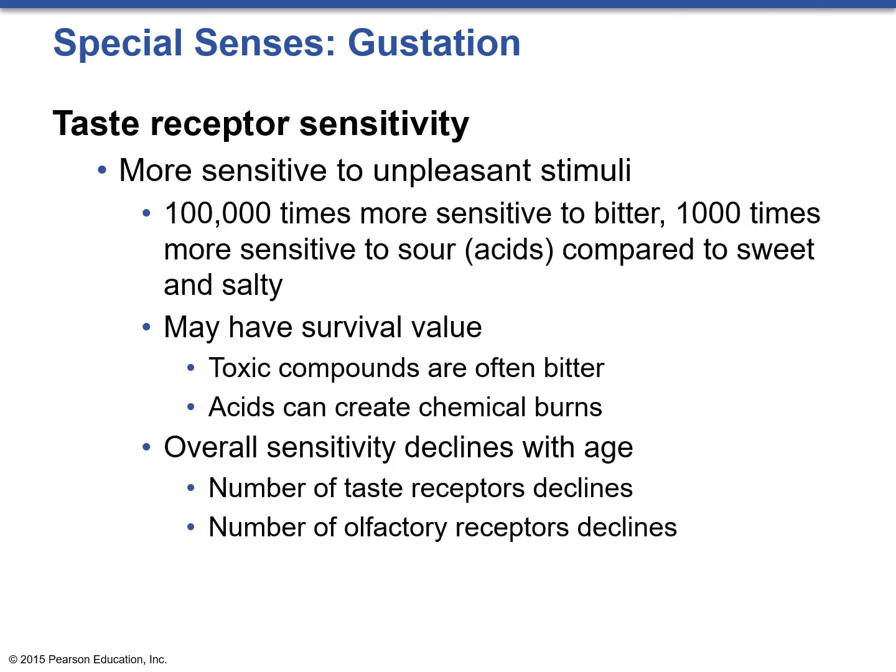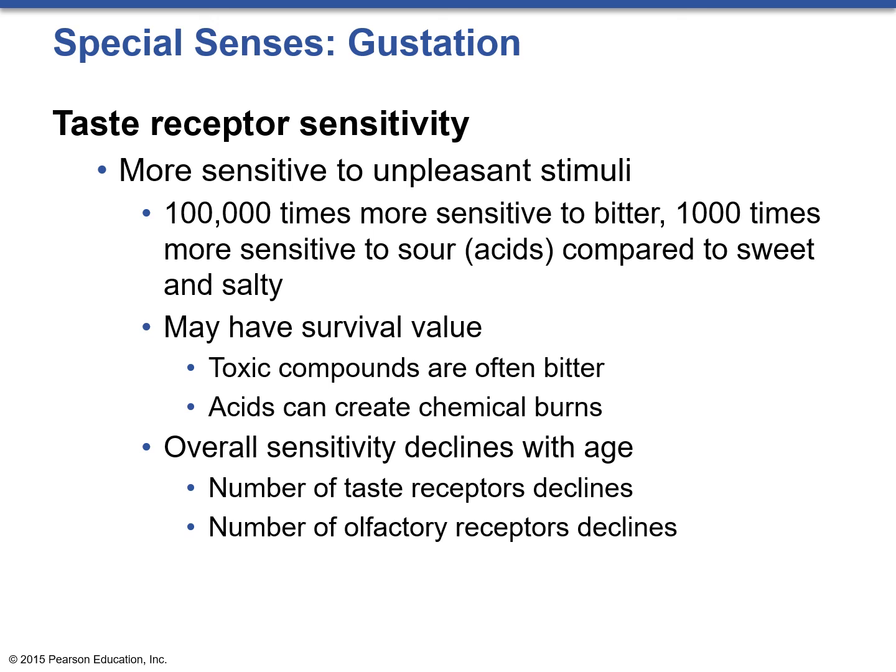While all taste buds have the ability to taste sweet, salty, sour, and bitter, your taste buds are 100,000 times more sensitive to bitter and 1,000 times more sensitive to sour compared to sweet and salty. This may have a huge survival component. Toxic compounds are often bitter, whereas acids are typically going to be sour and can create chemical burns in the body.